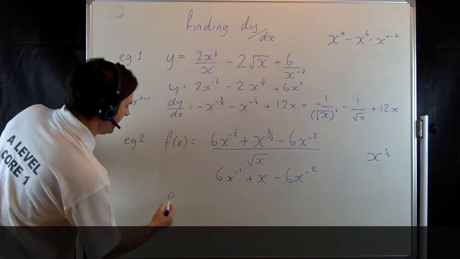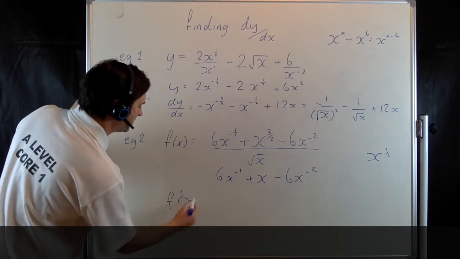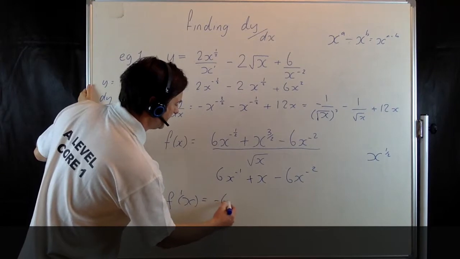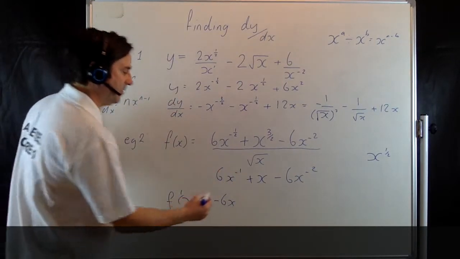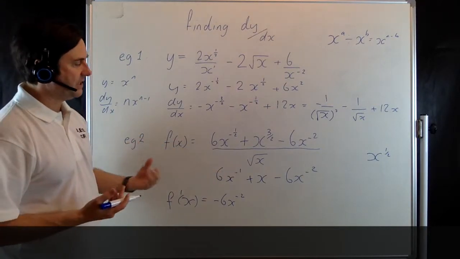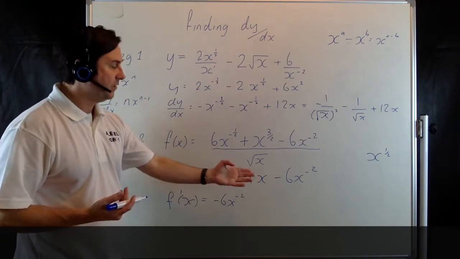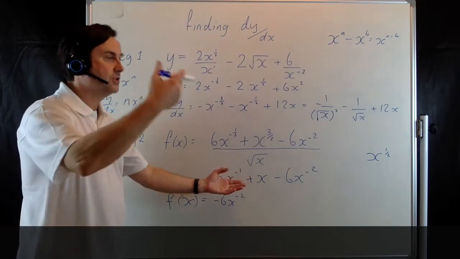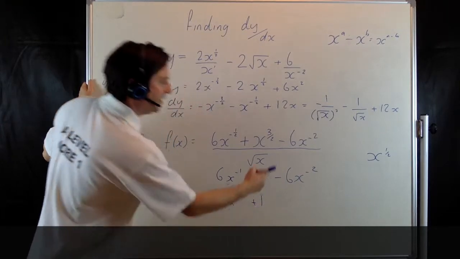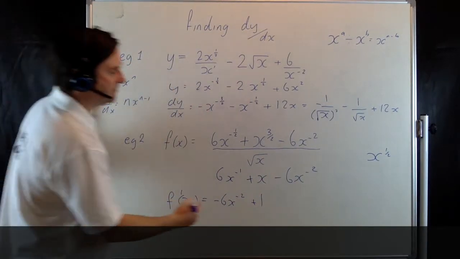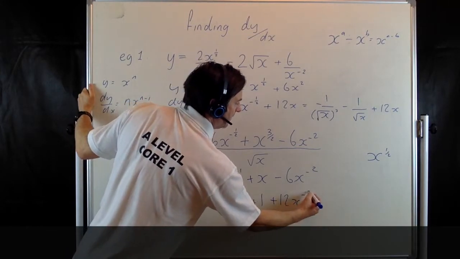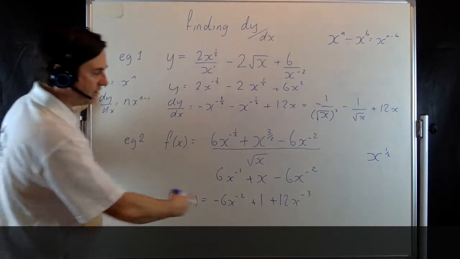Now we can find f prime x, or f dash x. Minus 1 times 6 gives you negative 6x. The power goes down by 1 to negative 2. The x here is really x to the 1, which becomes 1x to the 0, so that just becomes 1. And the last term, negative 2 times negative 6, gives you a positive 12x, but the power is going to go down by 1. So that's fine, we've got it in that format.